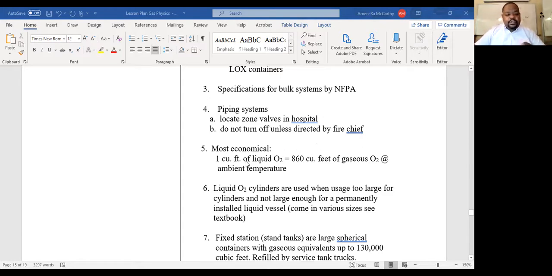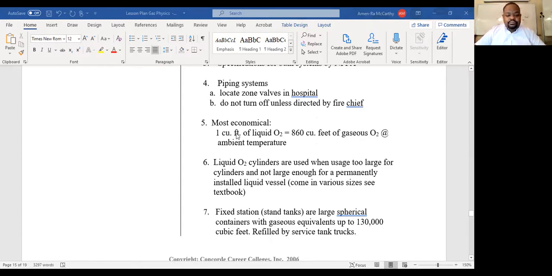All right. Still speaking about liquid. It's most economical because 1 cubic foot of liquid equals 860 cubic feet of gaseous O2 at ambient temperature, so that's like room temperature, right? So if I've got 3 cubic feet of liquid, I have 3 times 860. I've got a lot of gas that I can make, right?